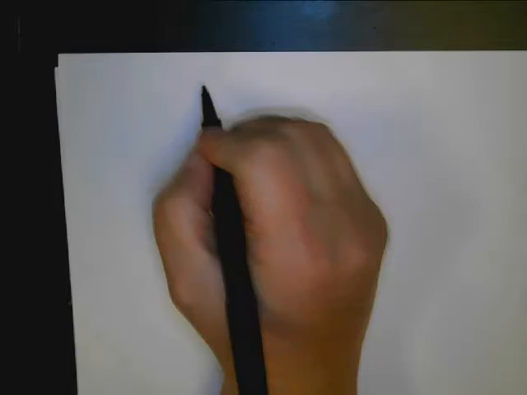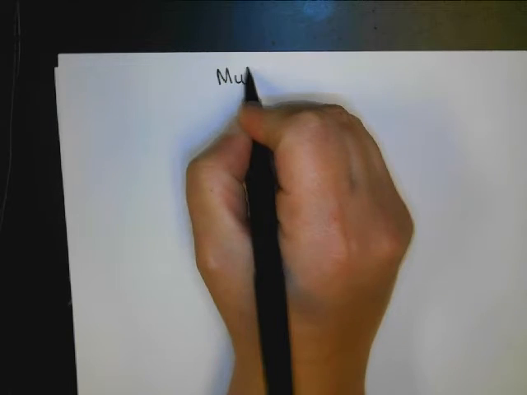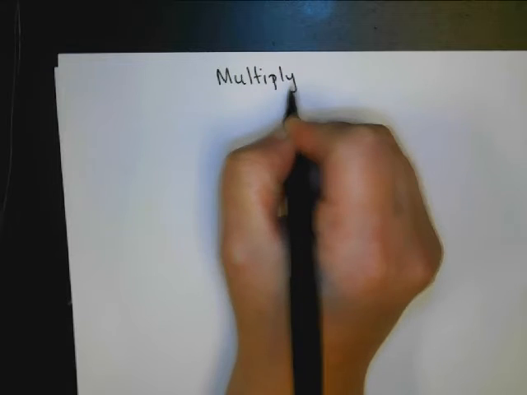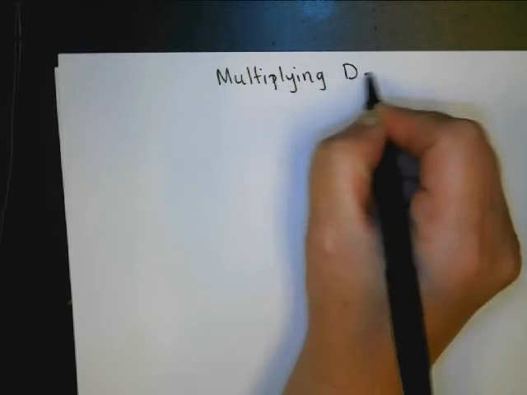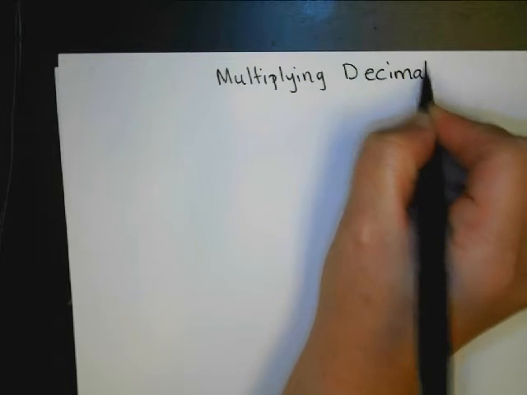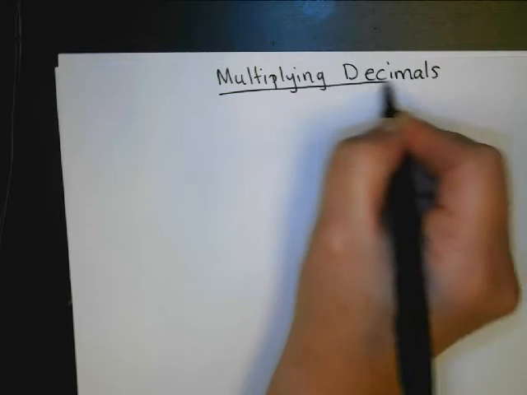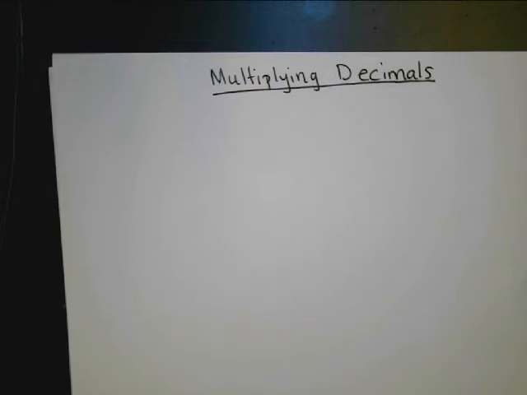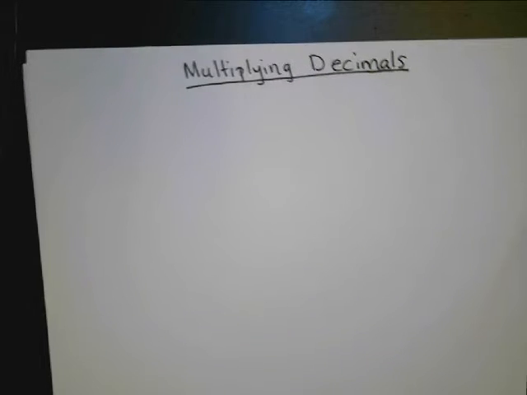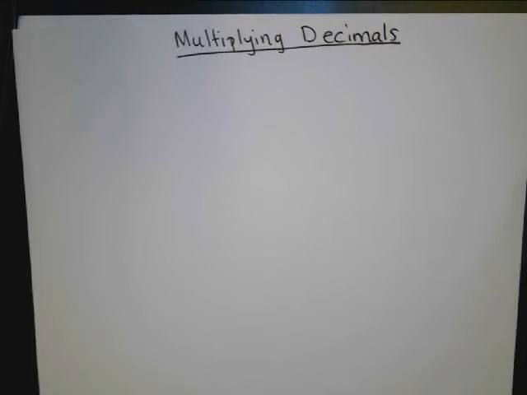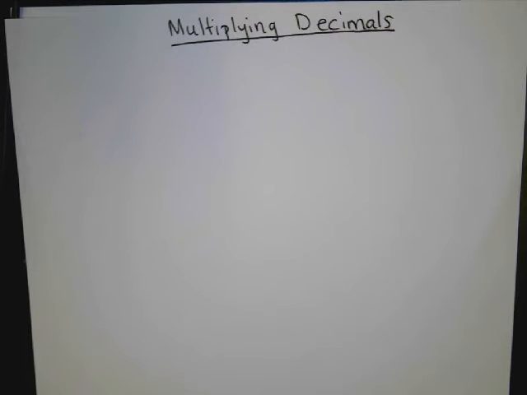Go ahead and title your paper Multiplying Decimals. So write in your notebook. Don't forget to update your table of contents as well. Now remember, at any point you can pause this video to give yourself time to write, catch up, or anything you need to do.